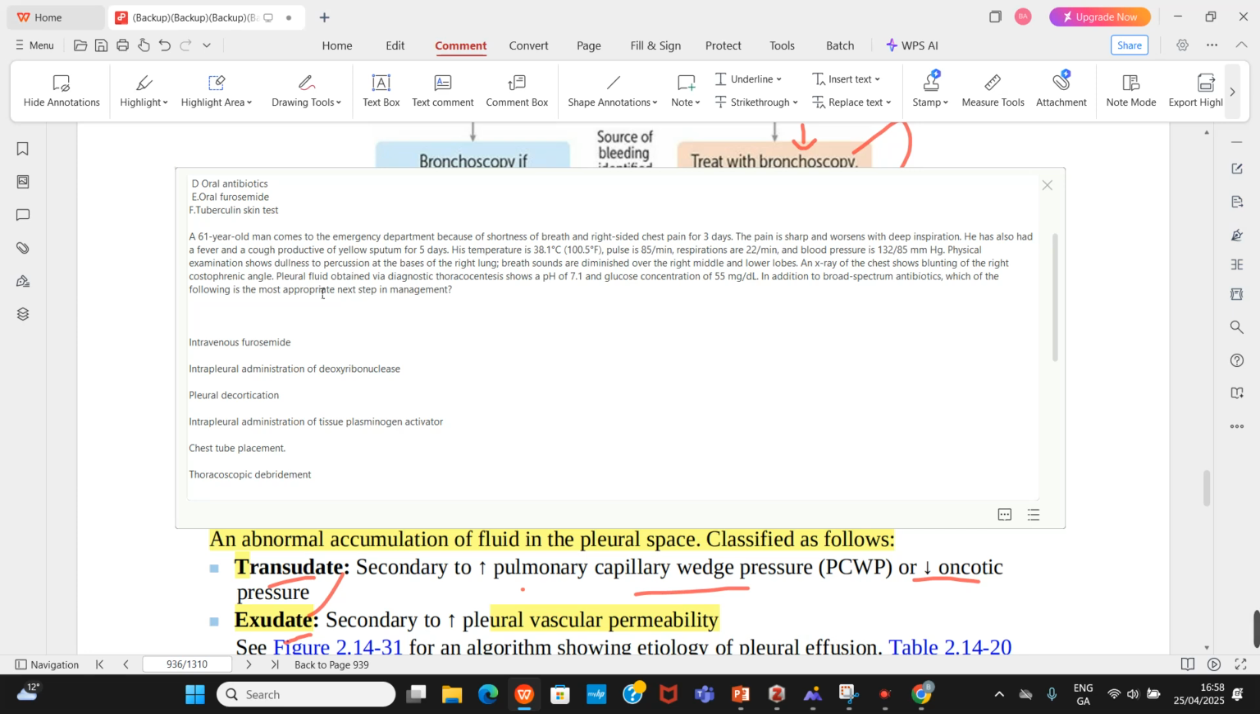Chest tube placement. So why do we think we have to put in a chest tube here? Because the pH is less than 7.2. This is a complicated parapneumonic effusion, because the pH is 7.1.